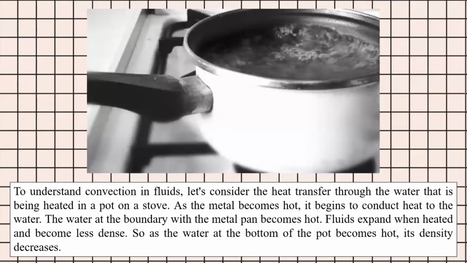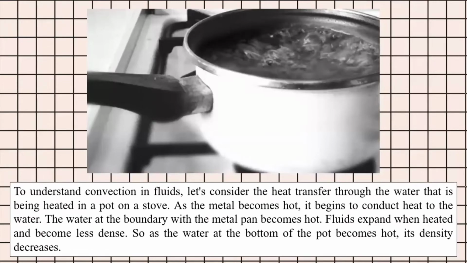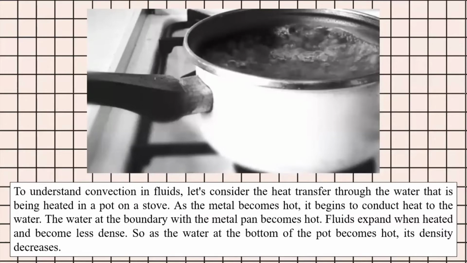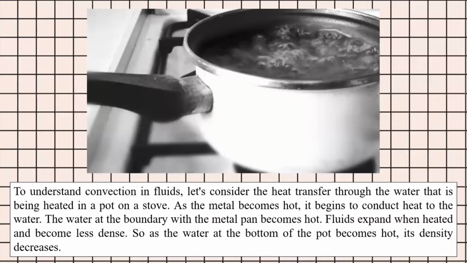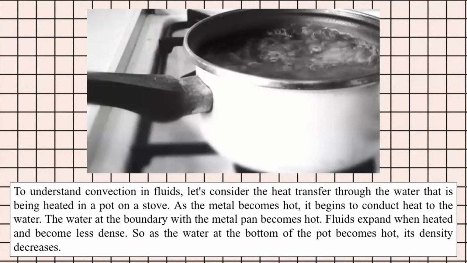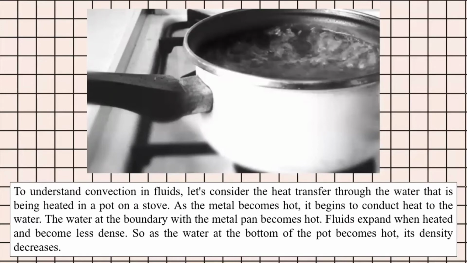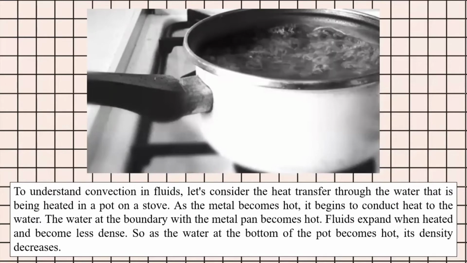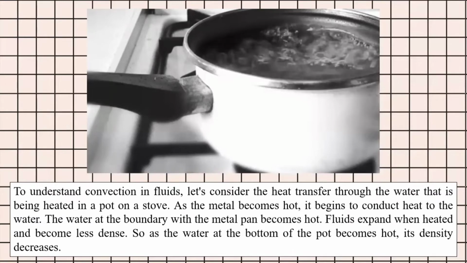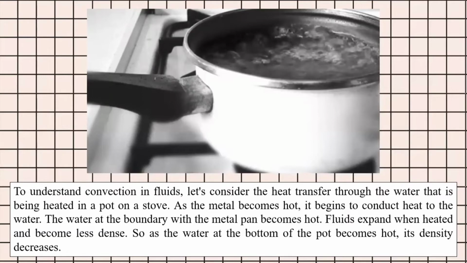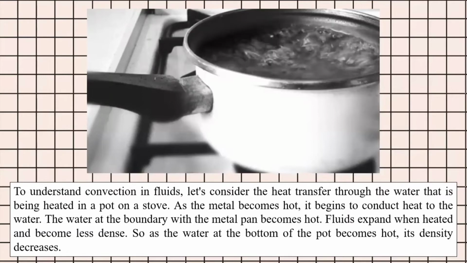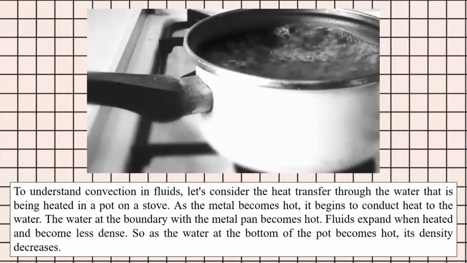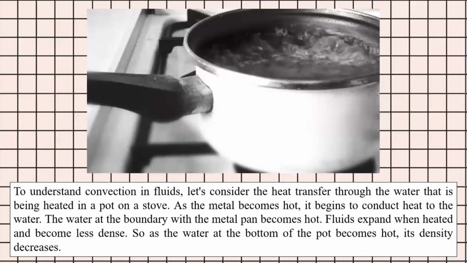To understand convection in fluids, let's consider the heat transfer through water that is being heated in a pot on a stove. As the metal becomes hot, it begins to conduct heat to the water. The water at the boundary with the metal pan becomes hot. Fluid expands when heated and becomes less dense. So, as the water at the bottom of the pot becomes hot, its density decreases.